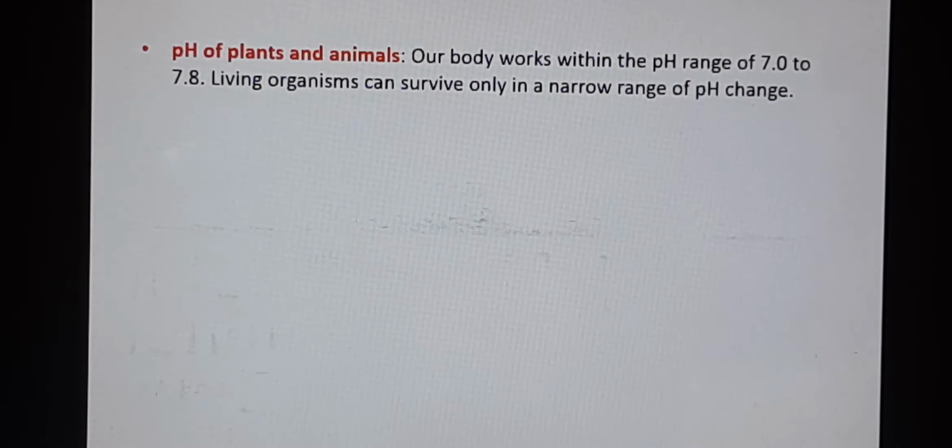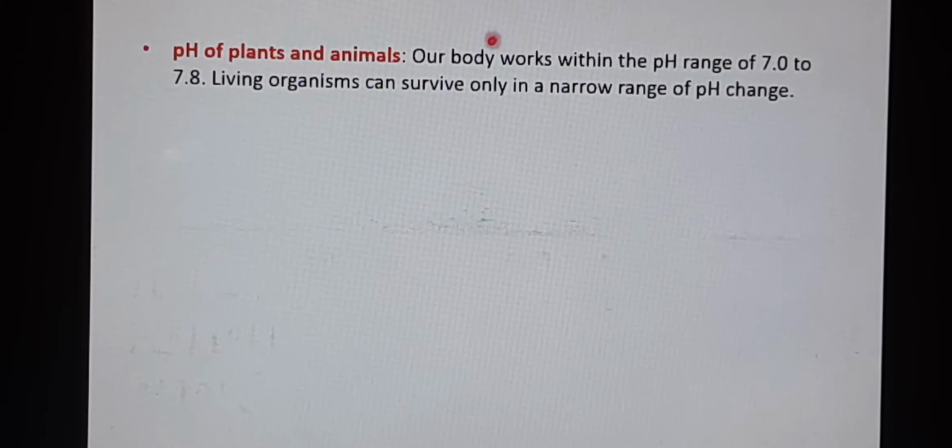pH means potential of hydrogen. See, pH of plants and animals. Our body works within a pH range of 7 to 7.8, and living organisms can survive only in a narrow range of pH. See, we as human beings, our body works in a range of 7 to 7.8. If the body pH is less than 7 or greater than 7.8, then we will not feel healthy. So our body pH should be within this range.